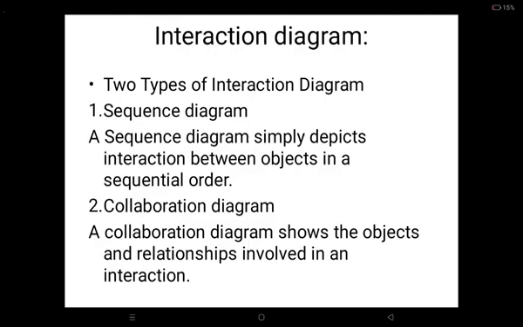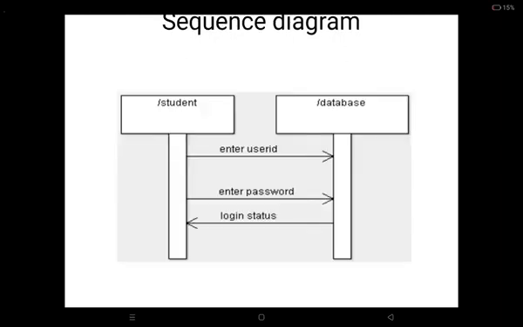The collaboration diagram uses the network or graph format. Here the objects can be placed anywhere. That is called the graph format. This is the difference between the sequence diagram and collaboration diagram. Sequence diagram uses the fence format. The collaboration diagram uses the network or graph format.